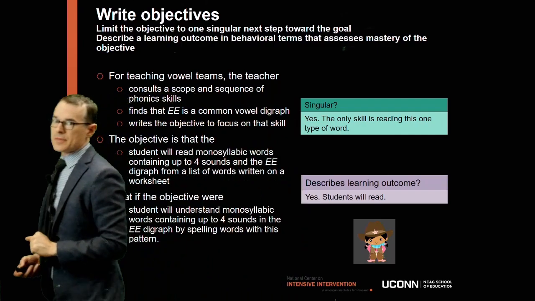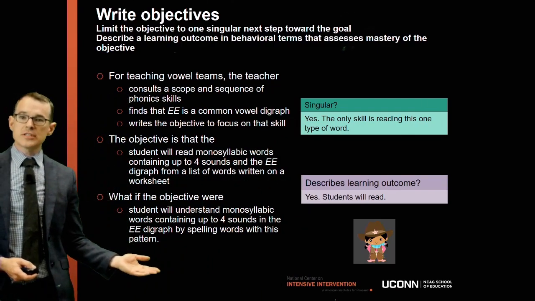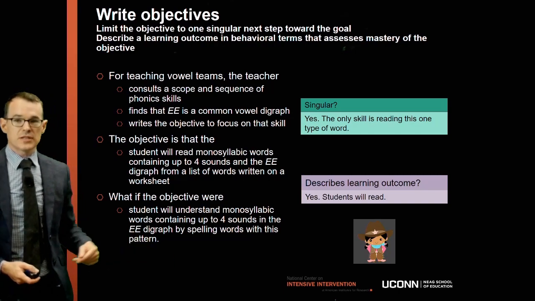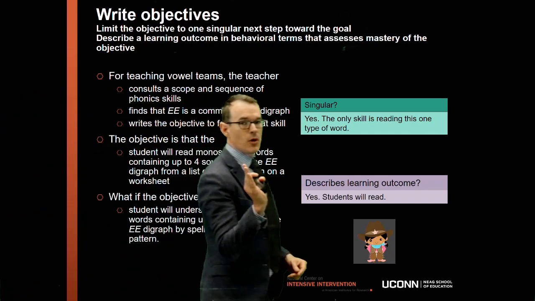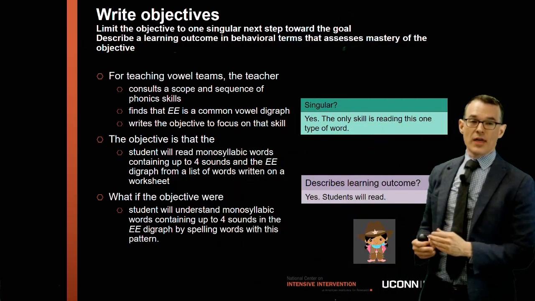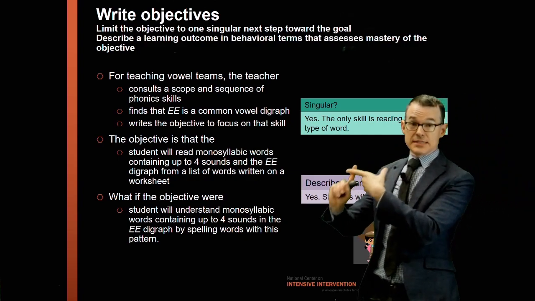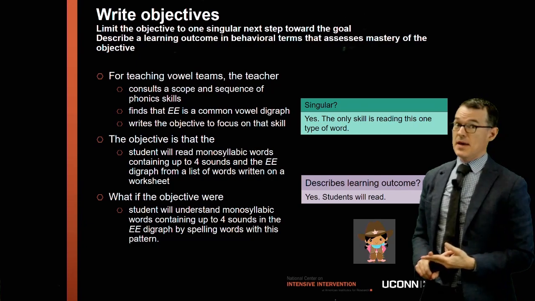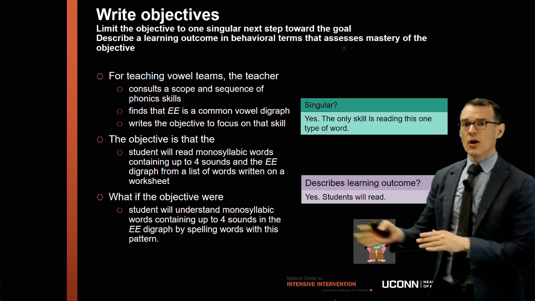What if the objective were something different? What if the objective were: a student will understand monosyllabic words containing up to 4 sounds in the EE digraph by spelling words with this pattern? So would this be an example of an objective where it's singularly focused and the learning outcome is described in behavioral terms to assess mastery of the objective? So think about that for a second. What about this one?